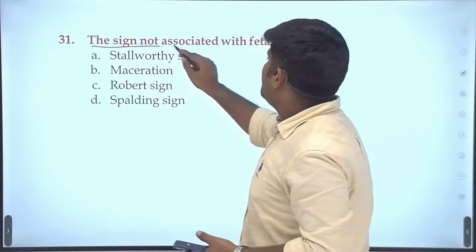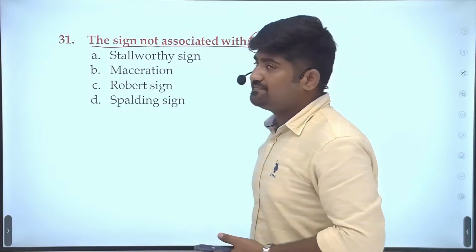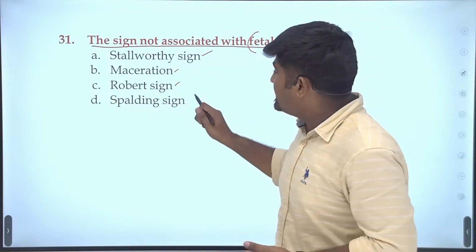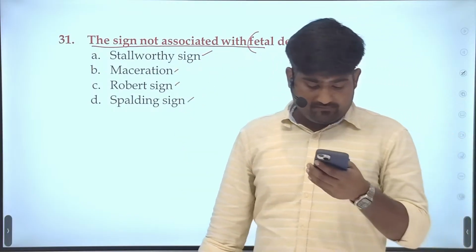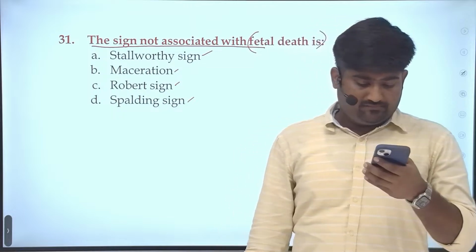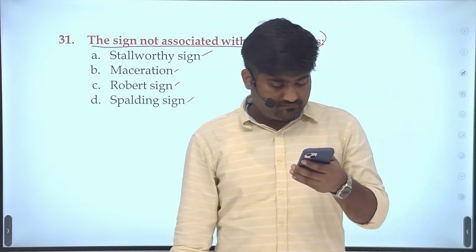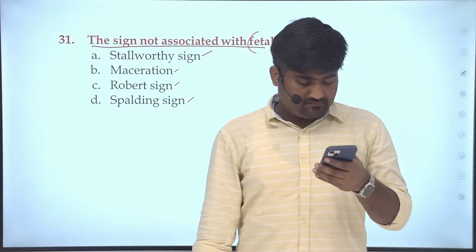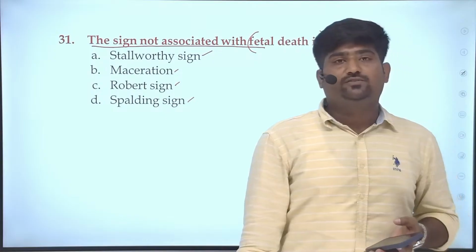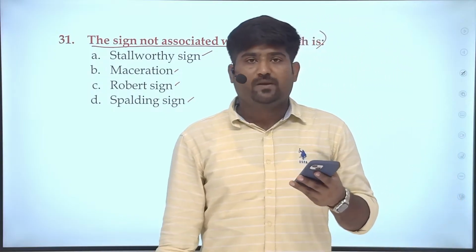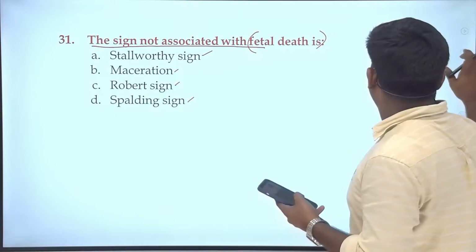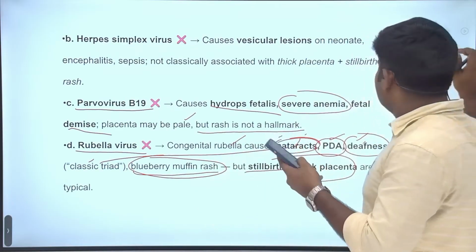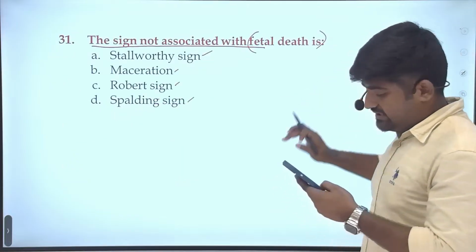The sign not associated with fetal death. Spalding sign, Robert sign, Maceration. And sensorineural hearing loss also will be there. I think congenital rubella syndrome. Okay, yes. Classic triad has these 3 points only. That is deafness, yes, you are right. Sensorineural hearing loss. Correct, correct, correct.